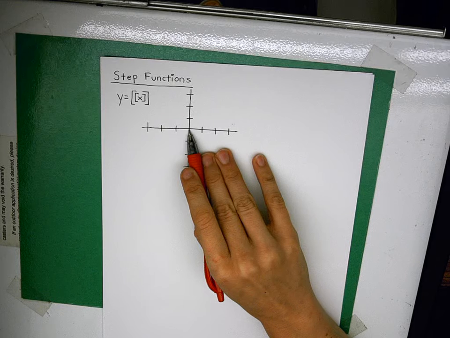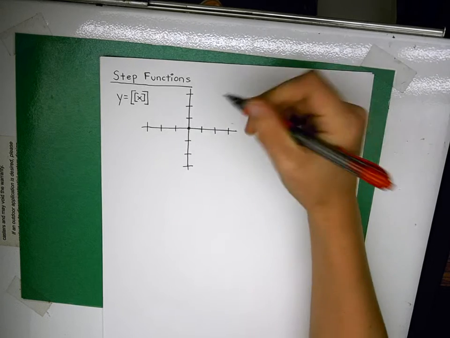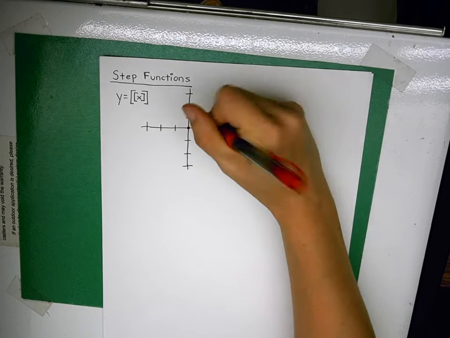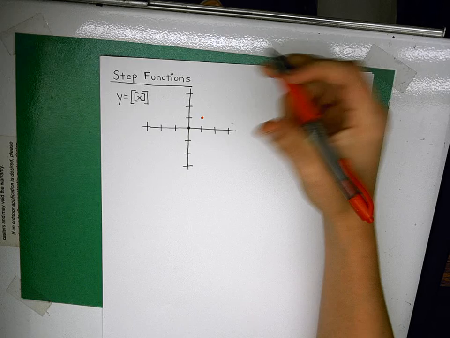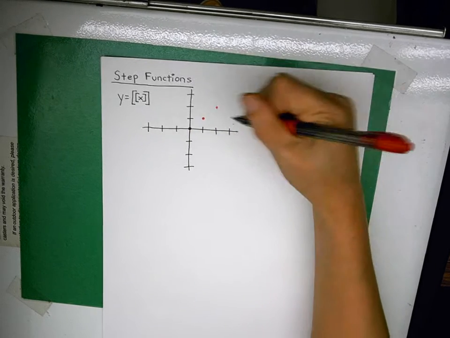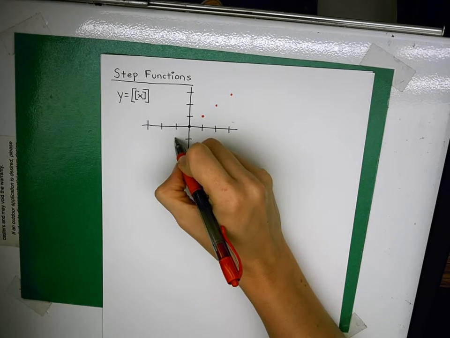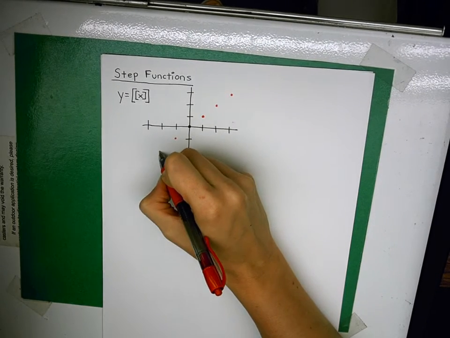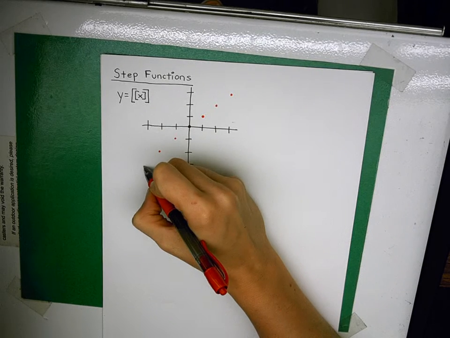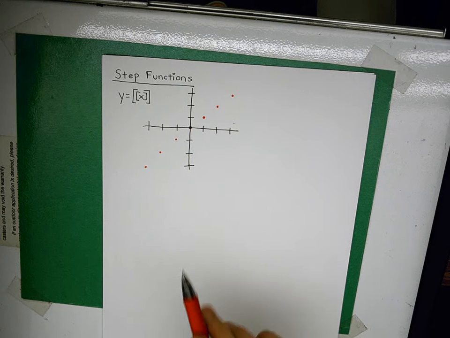So if I start here at x equals 0, the greatest integer equal to or less than 0 is 0, because it's equal to. And the greatest integer equal to or less than 1 is 1, because it's equal to. The greatest integer equal to or less than 2 is 2. Same with 3 is 3, -1 would be -1, -2 would be -2, -3, -3 here. And that gives you the beginning structure for your graph.